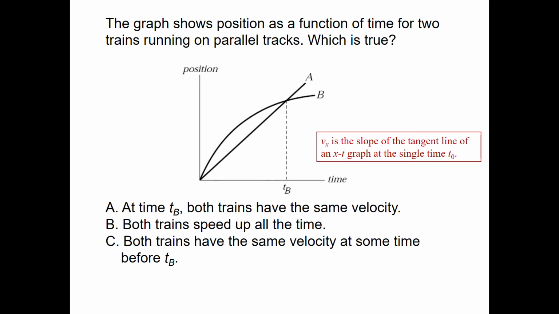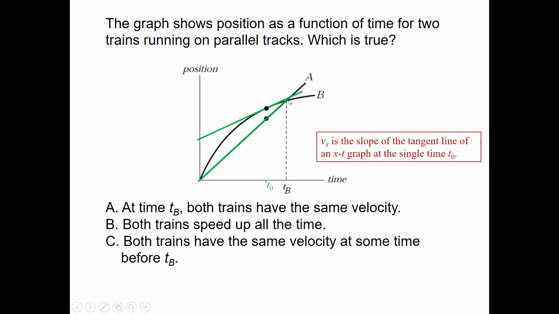So we're looking at the slope of the tangent line to this curvy curve for train B and this straight curve for train A. If you attach a tangent line to train A's graph, the slope of the tangent line is going to be the same whether I attach it here or here or here. So the slope of A's tangent line isn't going to change no matter what time I choose. But I've just chosen some time t0 here.